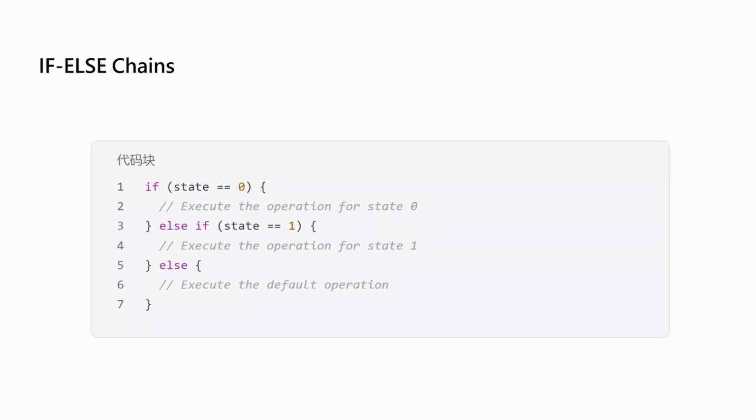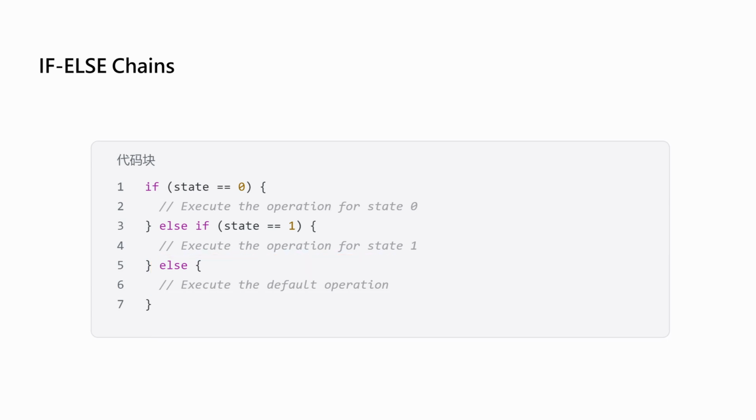On Arduino, there are two common methods to implement a state machine. If-else chain judgment is suitable when the number of states is small. For example, in this code, it first checks if the state is equal to 0. If so, it will execute the operation corresponding to state 0. If the state is not equal to 0, the program then checks if it is equal to 1. If so, it will execute the operation corresponding to state 1. If the state is neither 0 nor 1, the program will execute the default operation.